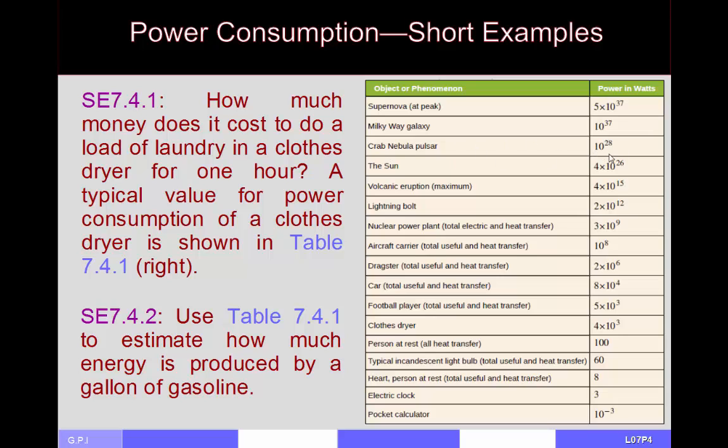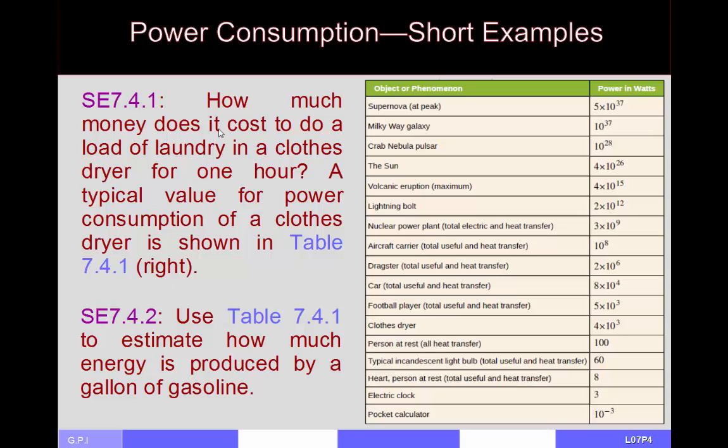The pulsar from the Crab Nebula also puts out quite a bit of power. You can see where the sun falls on here, 4 times 10 to the 26th. This also lets you get a nice estimate for how many stars are in the galaxy, although I think this estimate will end up being off by just a little bit. So moving on to more terrestrial phenomena, there's volcanoes, there's lightning bolts. Here's what a nuclear power plant does. Here's what an aircraft carrier does. Notice this is only 30 times more than an aircraft carrier. And going down the list, you get down to electric clocks, how much heat you're generating, what a pocket calculator does, etc.